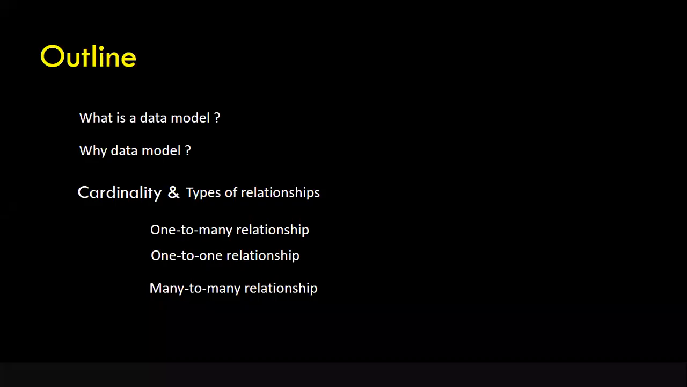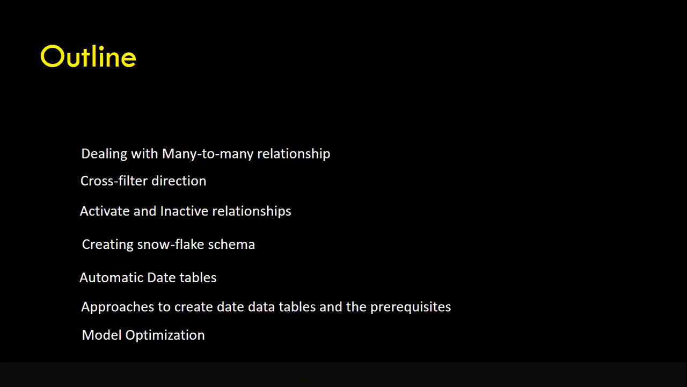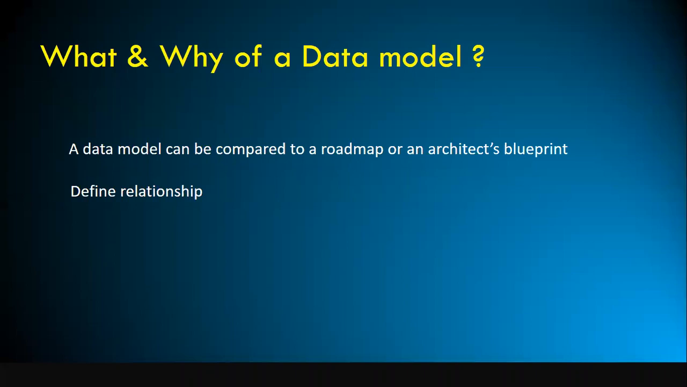What is data modeling? Why data model? And what is cardinality? Different types of cardinality, like a one-to-many relationship. The types of relationship, we'll take a look at it, and also we'll continue with what is many-to-many relationship. How do we overcome that? If time permits, that is the list of the topics we'll cover.